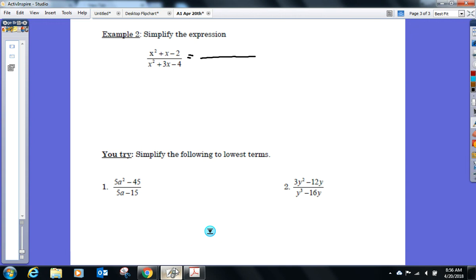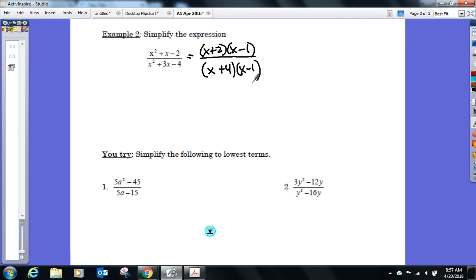Who's the last one to give me an answer here? Need a number after you're done with your phone? 13? X plus 2. X minus 1. That's a good factor. Need another number? 4. Factor the bottom. That's a good factor. Everybody good?